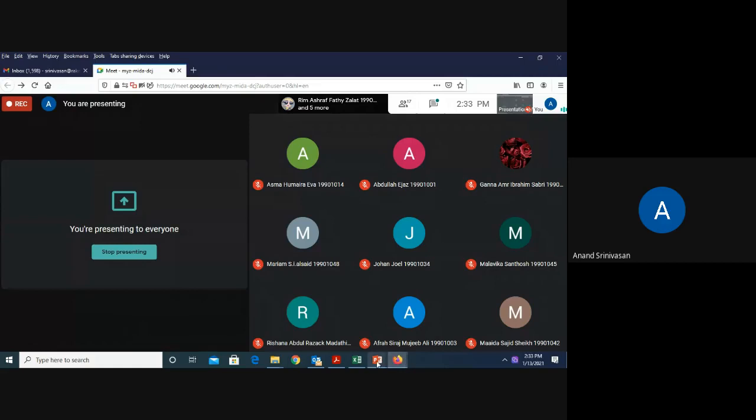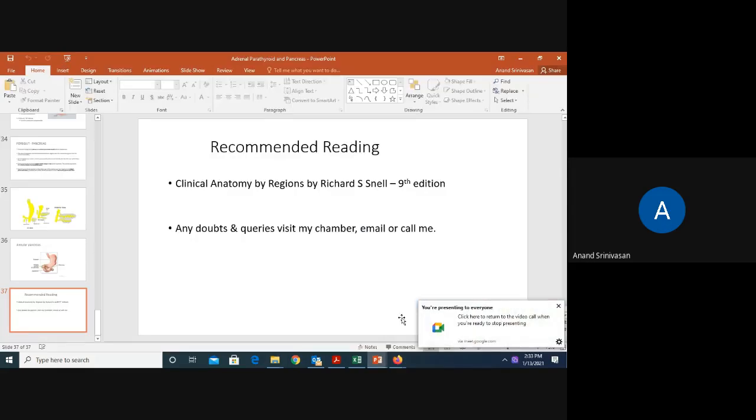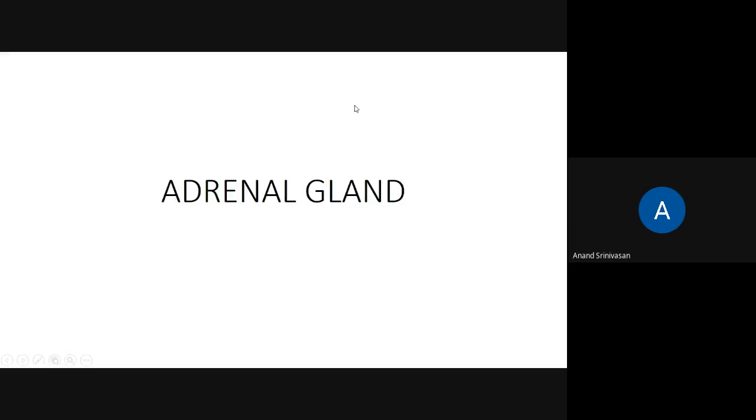So good afternoon, everybody. Today we are going to see the anatomical features, histological and embryological aspects of the other endocrine organs, which are the adrenal gland, the parathyroid gland, and the pancreas. So let's see about the adrenal gland.